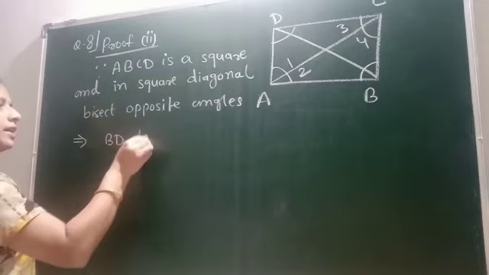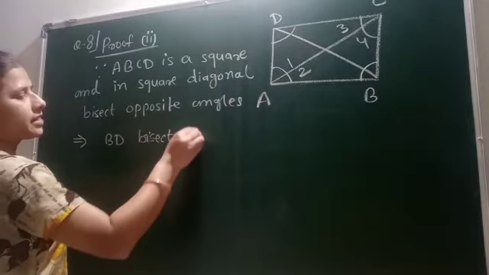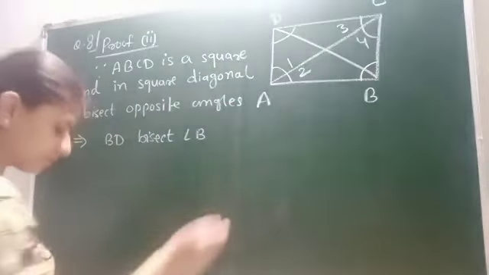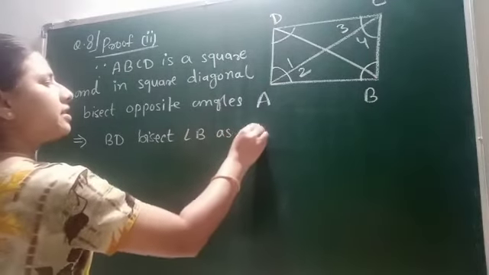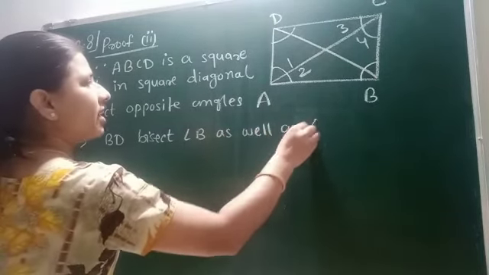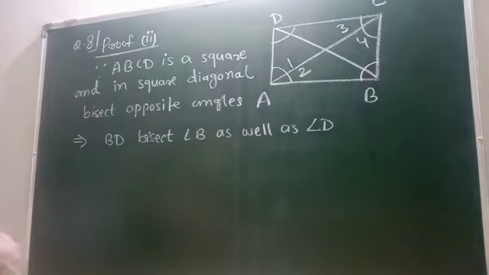So what we will get? BD bisects angle B as well as angle D. It means directly we will use here the property of square. Okay.